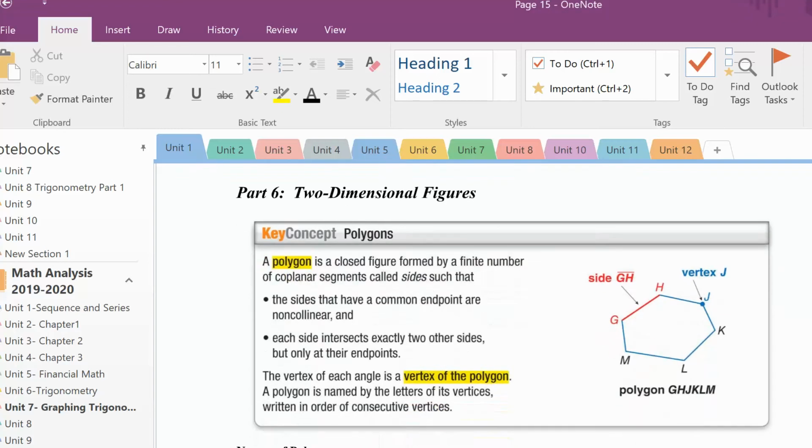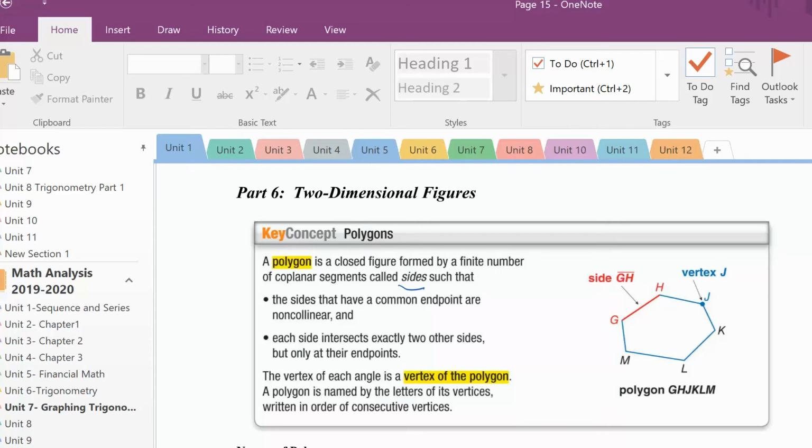All right. So welcome to the final video for Unit 1, Part 6, where we talk about two-dimensional figures. And one type of two-dimensional figure is what's called a polygon. And a polygon is a closed figure formed by a finite number of coplanar segments called sides. The sides that have a common endpoint are non-collinear. And each side intersects exactly two other sides, but only at their endpoint.